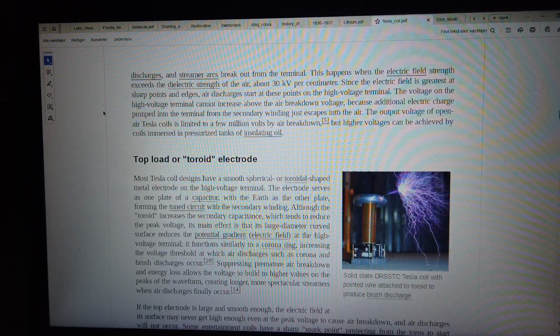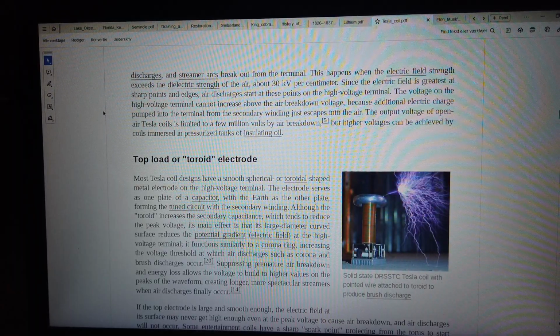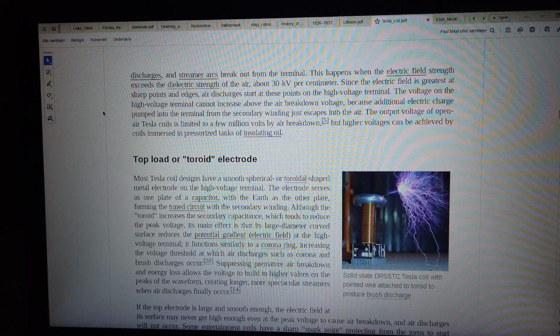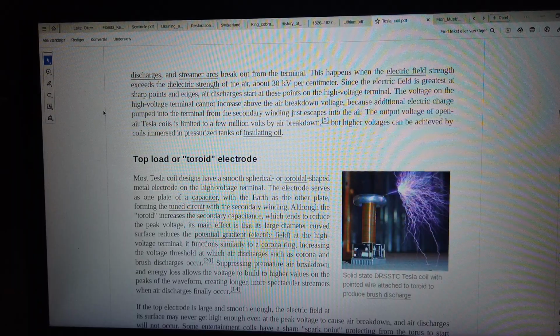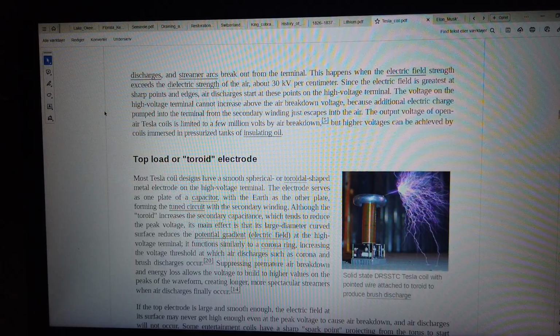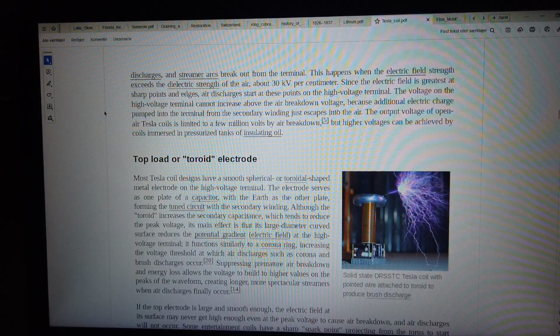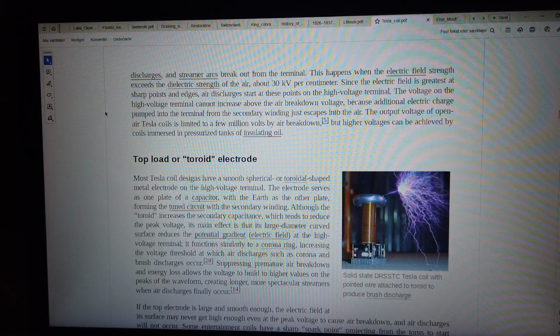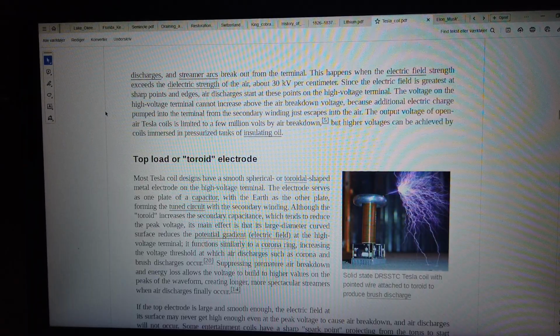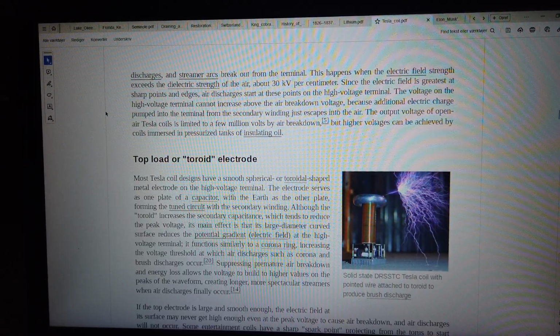This happens when the electric field strength exceeds the dielectric strength of the air, about 30 kV per centimeter. Since the electric field is greatest at sharp points and edges, air discharges start at these points on the high voltage terminal. The voltage on the high voltage terminal cannot increase above the air breakdown voltage, because additional electric charge pumped into the terminal from the secondary winding just escapes into the air.